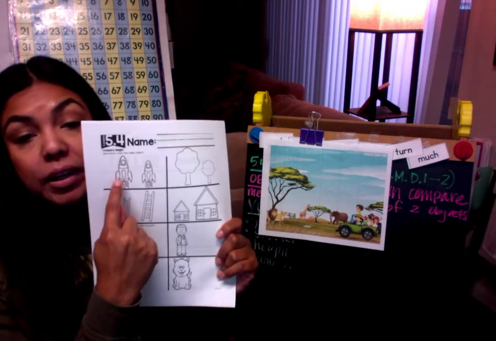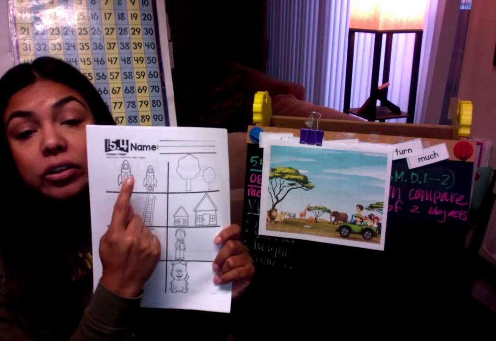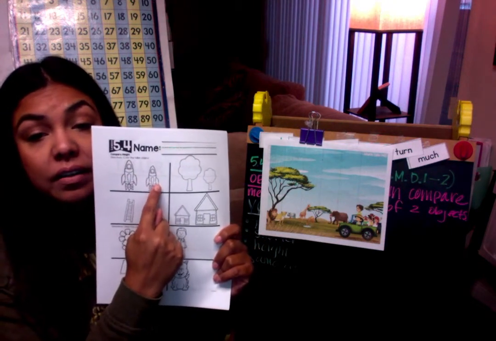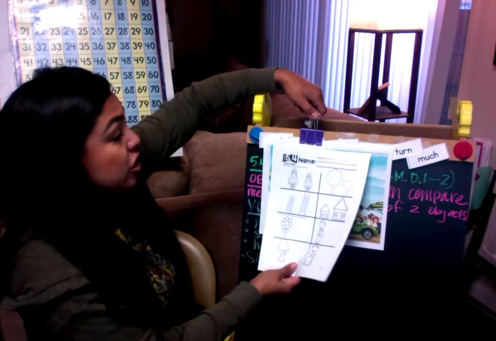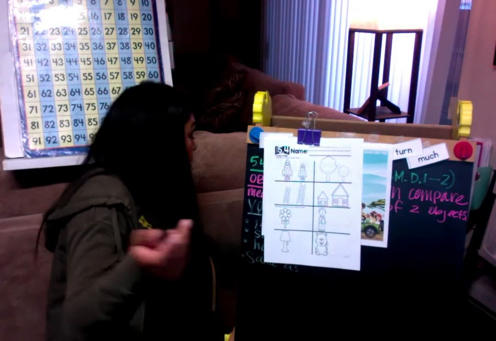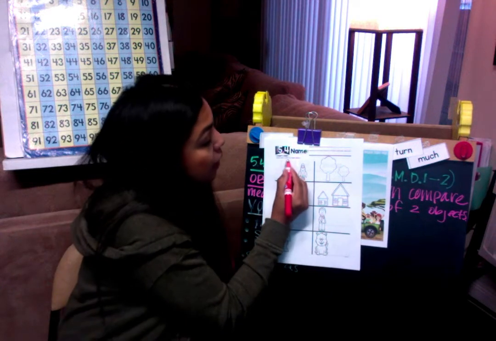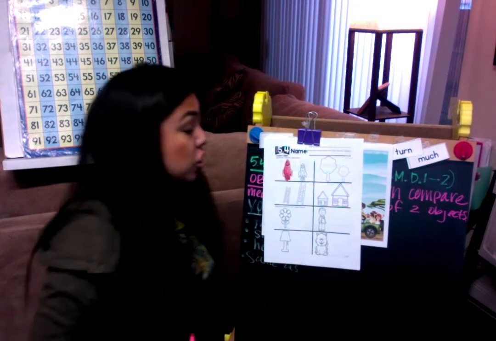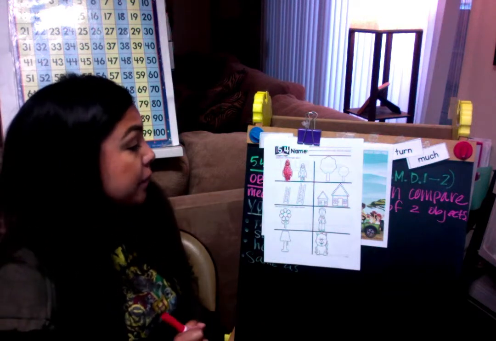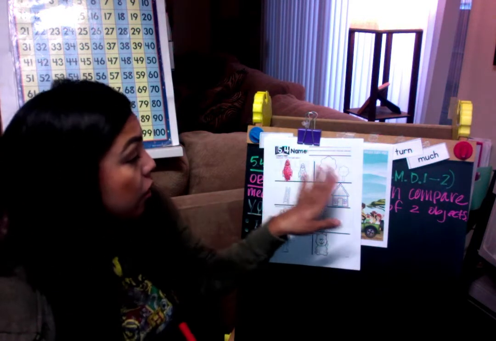So, for example, here we have two rocket ships. Which one is taller? This one or this one? This one? Okay, awesome. So what you're going to do is you're just going to color the objects that are taller. So I'm going to grab my marker and I'm going to color this rocket ship because this one is taller than this one. And you will do that for all four pictures.